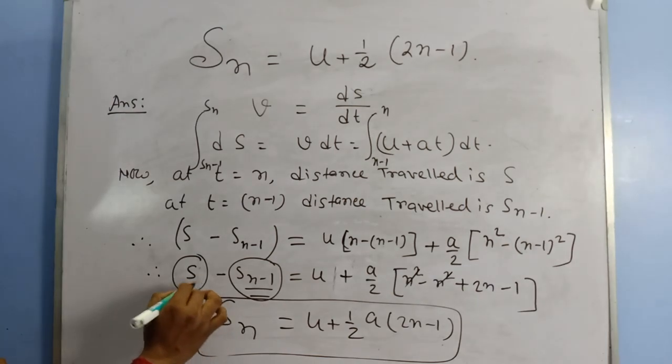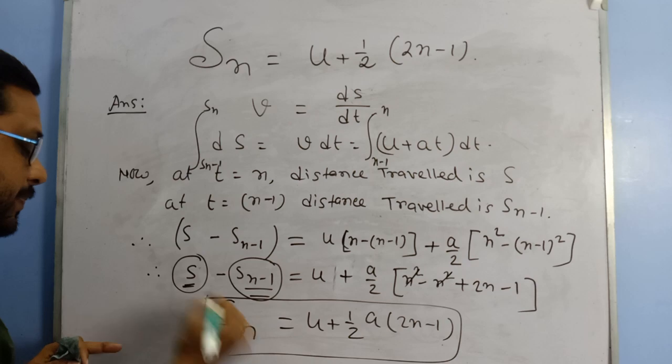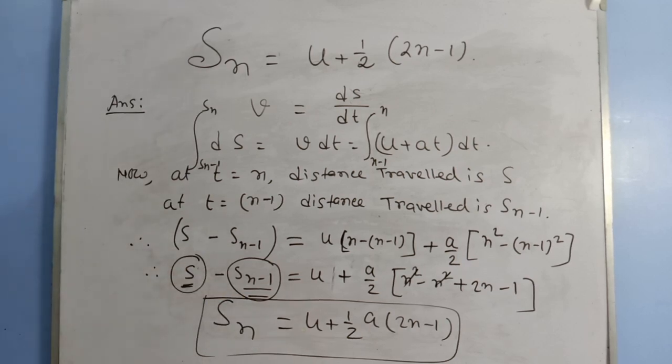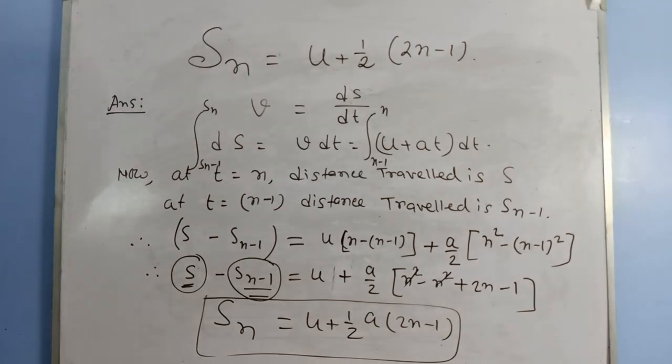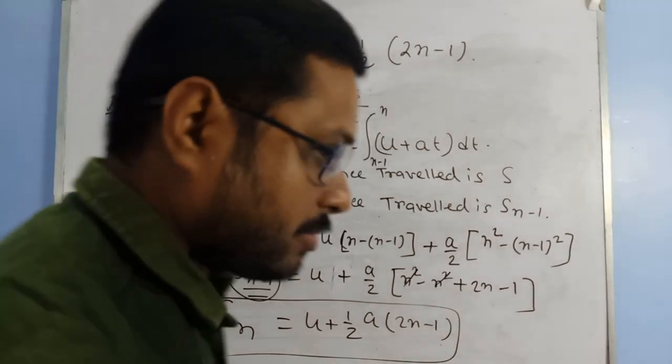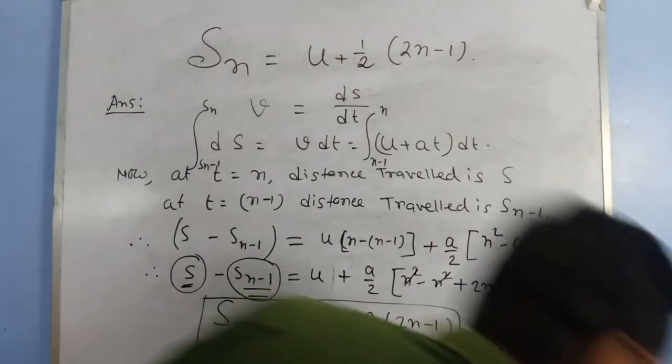If we write it as Sn, then you can write in what the distance travelled is Sn dash or something. Okay. So in this way you can prove the whole equation by integration method very easily. Okay. Now we go with some numerical example.